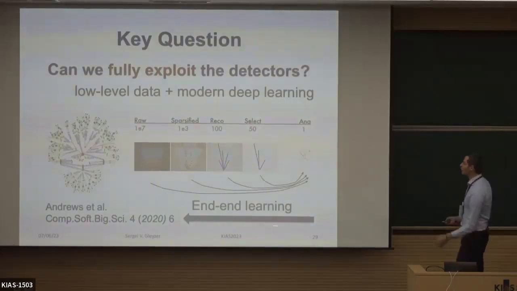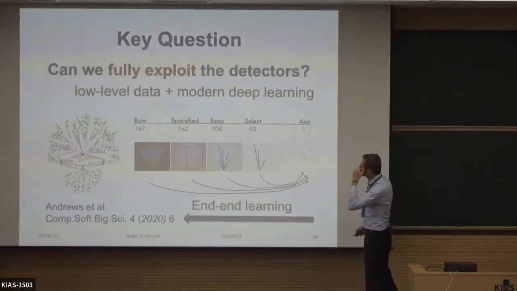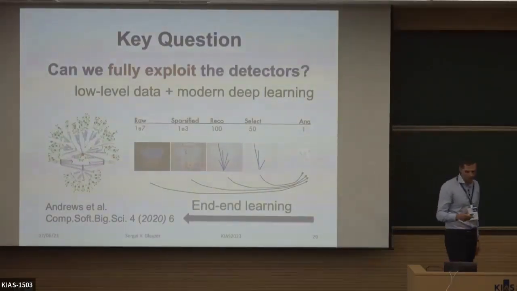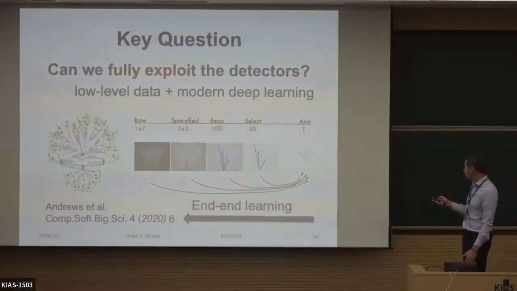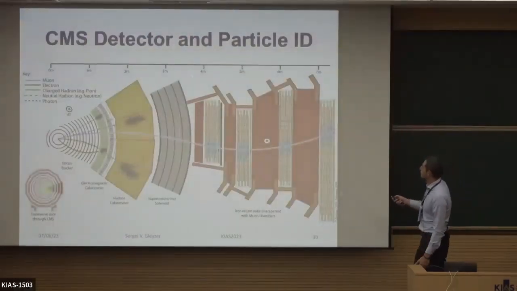And this is what we call end-to-end deep learning. You can read all about this. There's a number of papers, and in fact it's used also in different searches and so on. But this is really a very powerful idea. So as a simple example of this idea, we can look at the CMS detector.